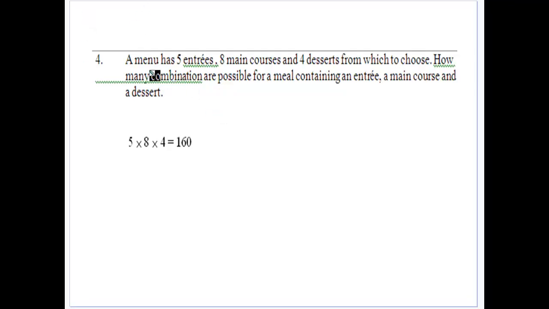This time we're in a restaurant, with a menu with 5 entrees, 8 main courses and 4 desserts, which you can choose from. How many combinations could you get? Well, the 5 entrees could each go with any one of 8 main courses, which could each go with any one of 4 desserts. So we do our multiplication. There's 160 different combinations that we could have there.